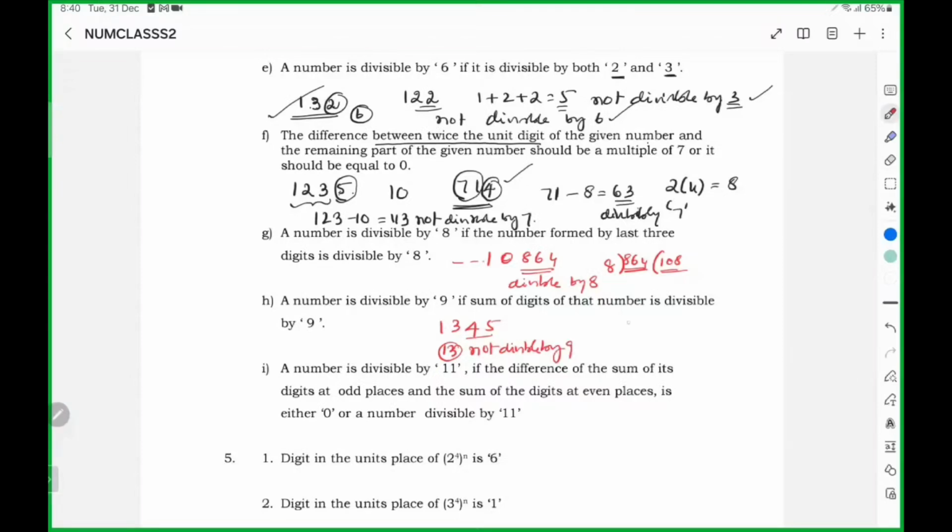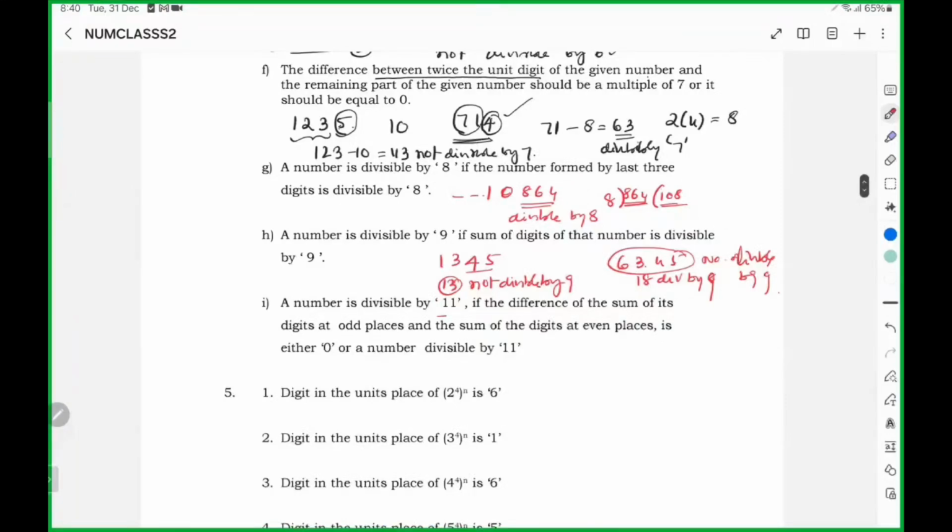Right. So here I will take 6, 3, 4, 5. 9 plus 3 is 18, divisible by 9. Hence, sorry, this number is divisible by 9.